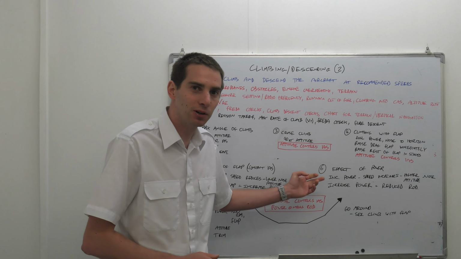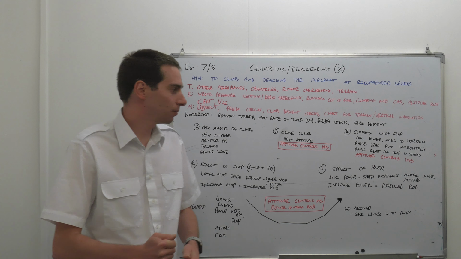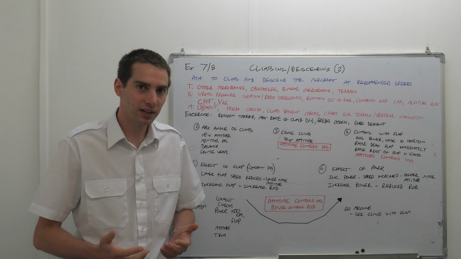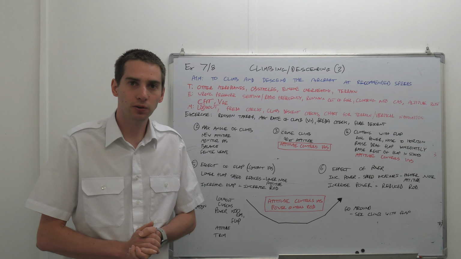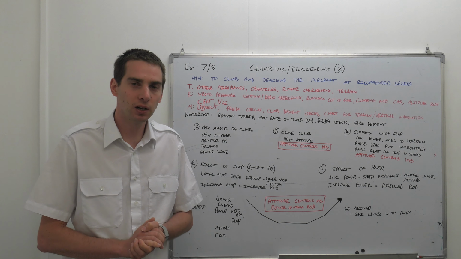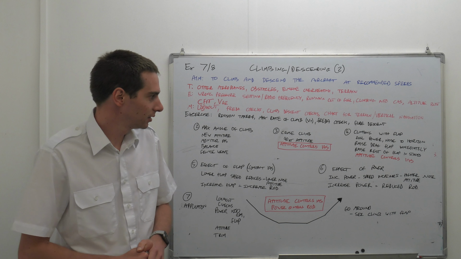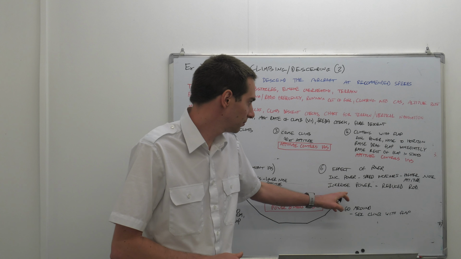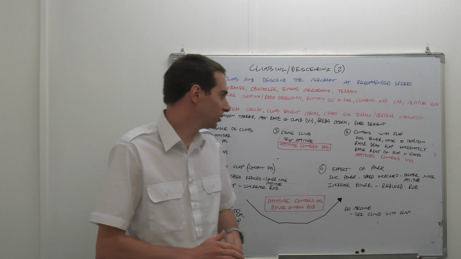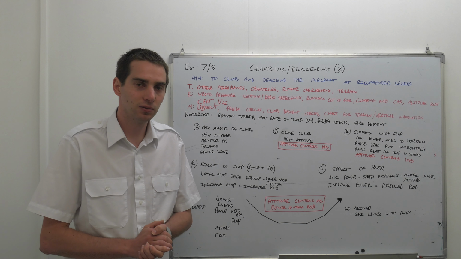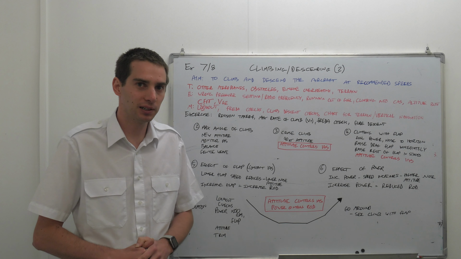Now the effect of power on our descent is that if we increase the power, our speed increases. Now to prevent that, we need to raise the nose. We have to pitch up to a higher nose attitude to keep the same airspeed. So effectively, if we increase the power, we reduce the rate of descent. We're not going to be going down as quickly.